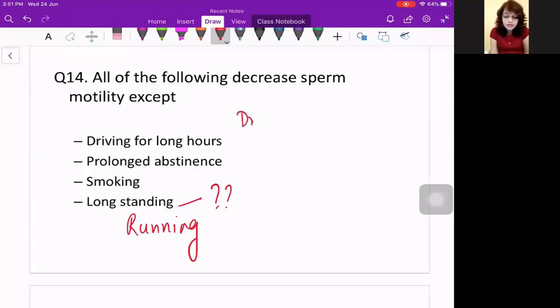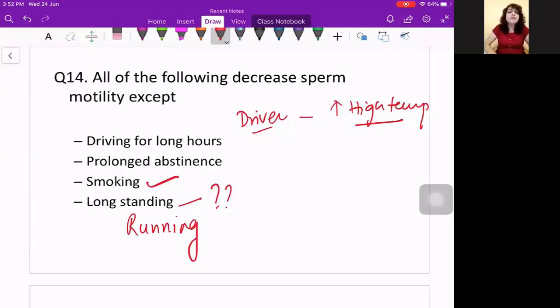If the person is a driver and is driving for long hours, the perineum is exposed to high temperature. If they are driving for 20 or 24 hours, remember why the testis lies outside the human body: it requires a cool temperature for spermatogenesis to take place. So if the perineum is exposed to high temperature, that can lead to male infertility at times. Smoking and alcohol intake are very important factors for male infertility as they can affect spermatogenesis. They can cause vasoconstriction, so blood supply to the testes and the vas deferens is decreased, and that can affect the spermatogenesis process.